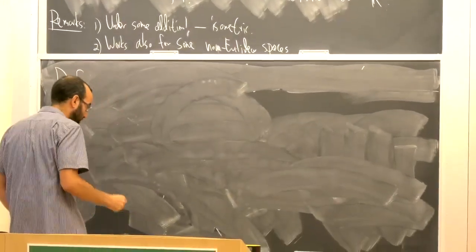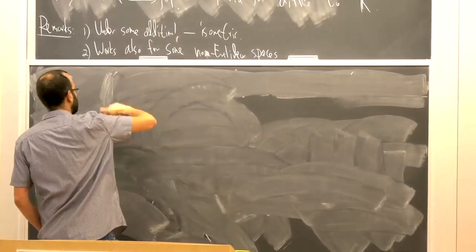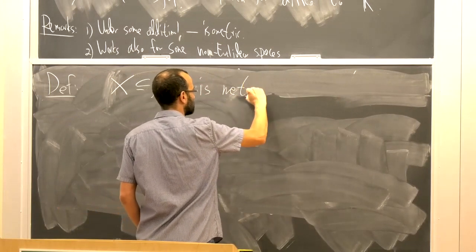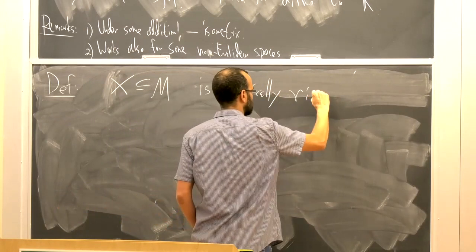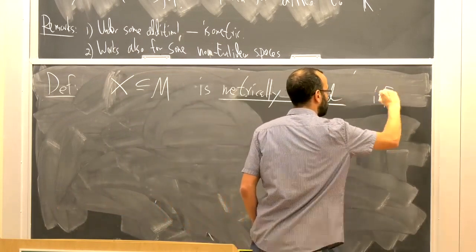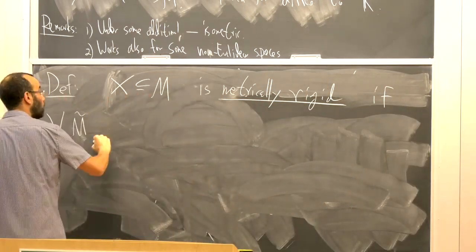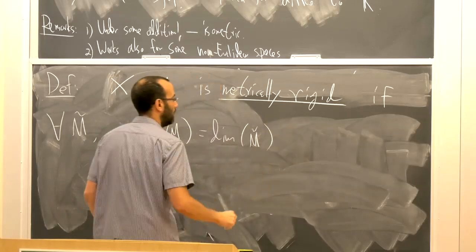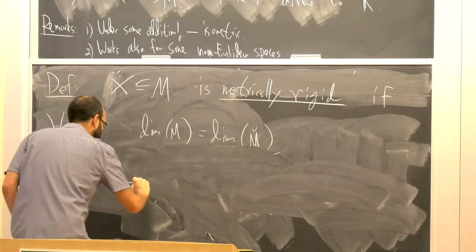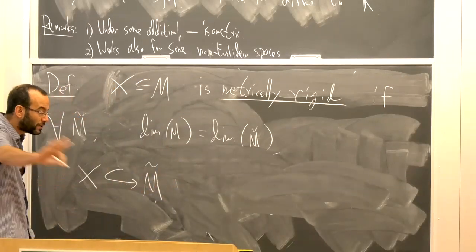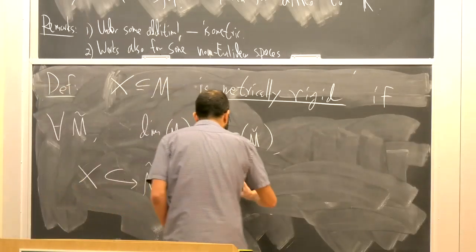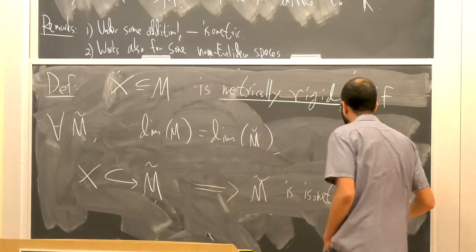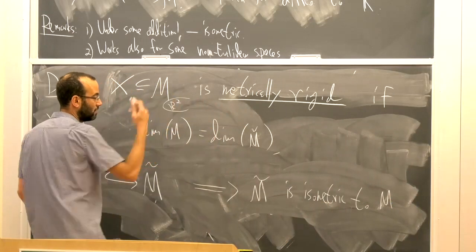So what's a metrically rigid set? If M is a Riemannian manifold, a subset X of M, usually countable but it does not have to be, is metrically rigid if for any other Riemannian manifold, M tilde, of the same dimension, it's very important, whenever X embeds in M tilde, this implies that M tilde is isometric to M.